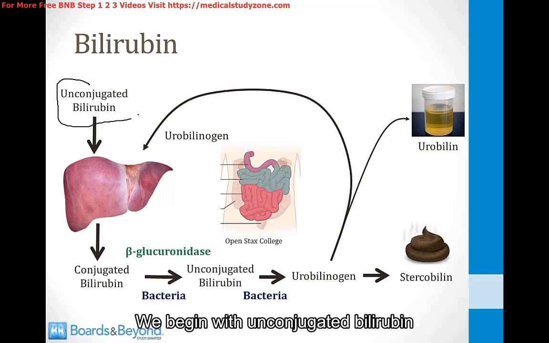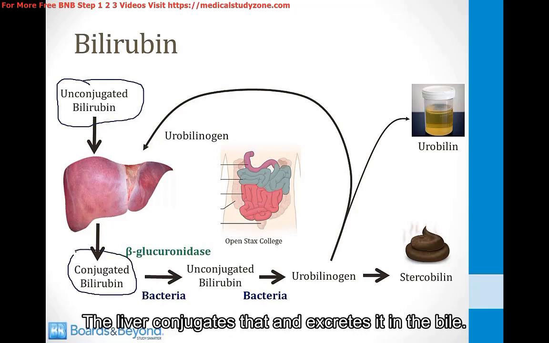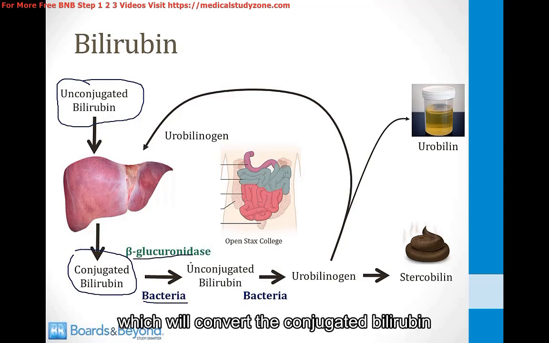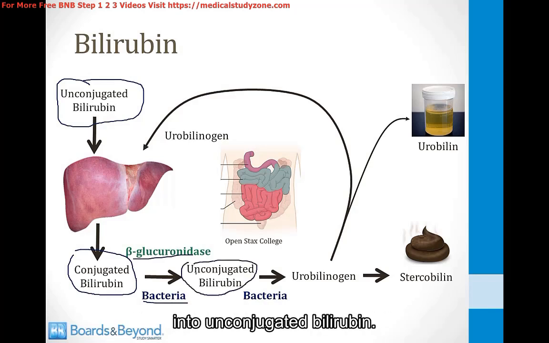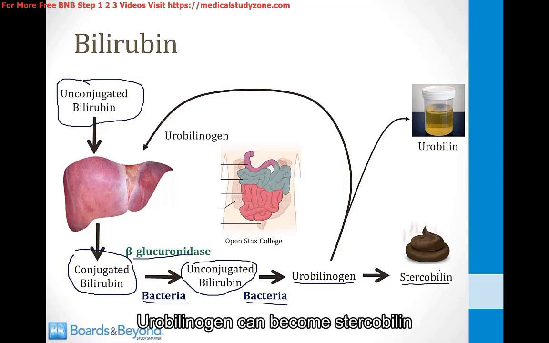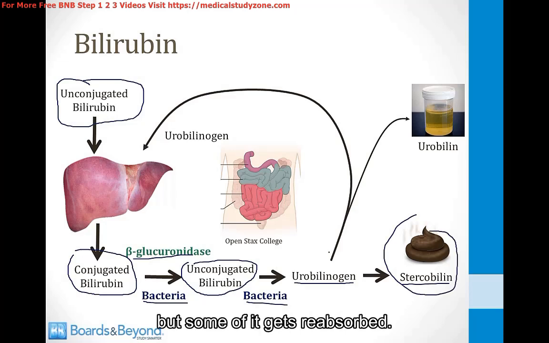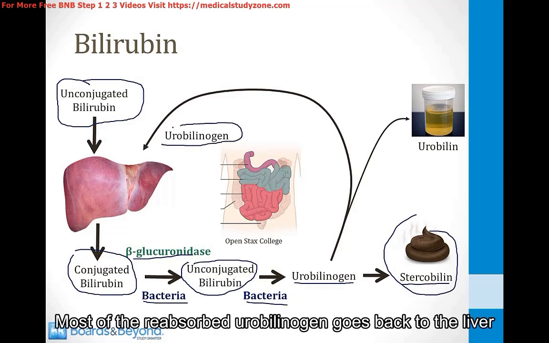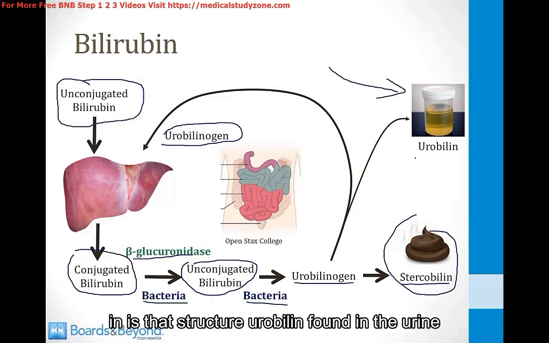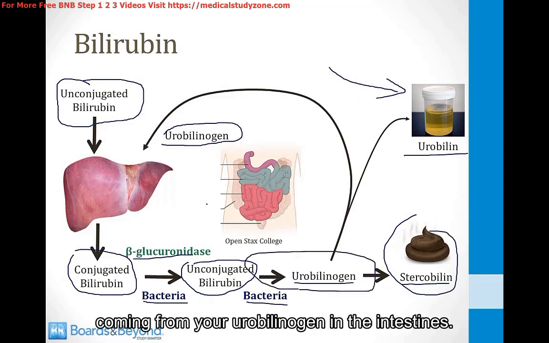We begin with unconjugated bilirubin that comes from heme breakdown. The liver conjugates that and excretes it in the bile. Bacteria have those beta-glucuronidase enzymes which will convert the conjugated bilirubin into unconjugated bilirubin. The bacteria will then further convert the unconjugated bilirubin into urobilinogen. Urobilinogen can become stercobilin, which makes your stools dark, but some of it gets reabsorbed. Most of the reabsorbed urobilinogen goes back to the liver, but a small amount goes into your urine, and that's what gives your urine the yellow color. It is that structure, urobilin, found in the urine, coming from urobilinogen in the intestines.